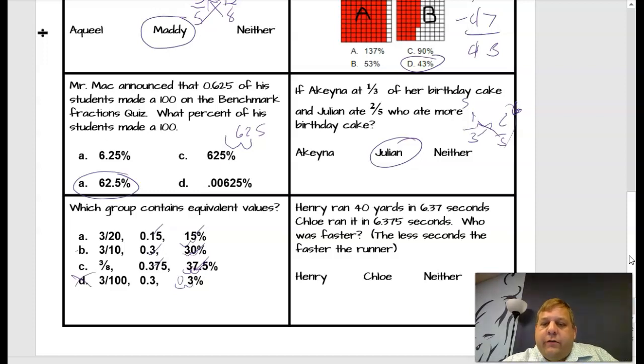Henry ran 40 yards in 6.37 seconds. Chloe ran it in 6.375 seconds. Who was faster? 6.37, 6.375. We look at each place value. 6 is the same. 3 is the same. 7 is the same. This could be a 0. So 5 is larger. So this is more time. But that means that Henry was a little bit faster. Okay, the less seconds, the faster the runner.